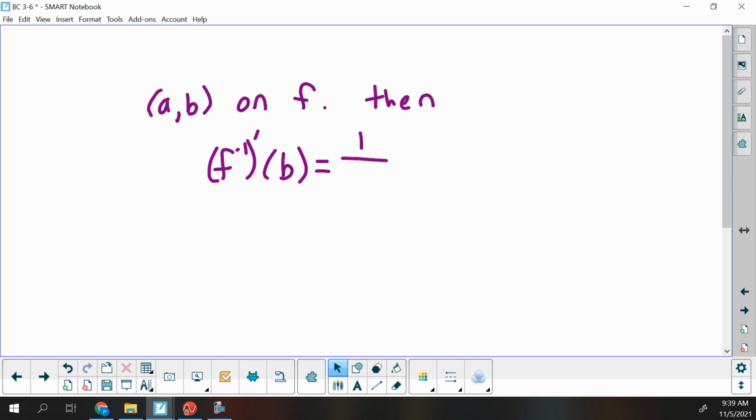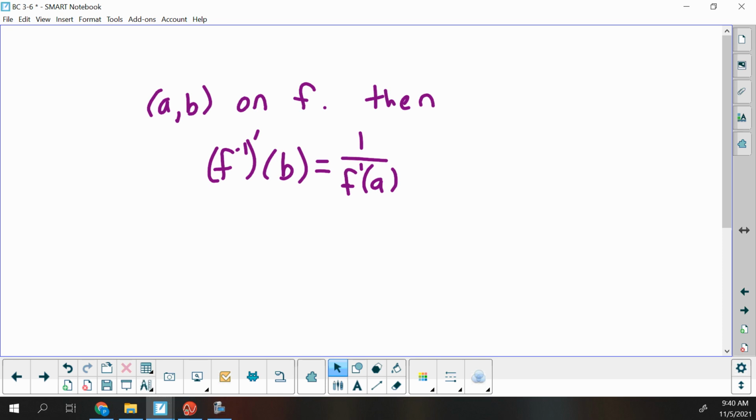And we should get that it's 1 over f prime of a. So if you're taking a derivative of an inverse at an original y value, which is now the x value in the inverse, its derivative should equal 1 over the derivative at its corresponding x value in the original. Well, if you're doing 1 over, that's essentially the reciprocal.